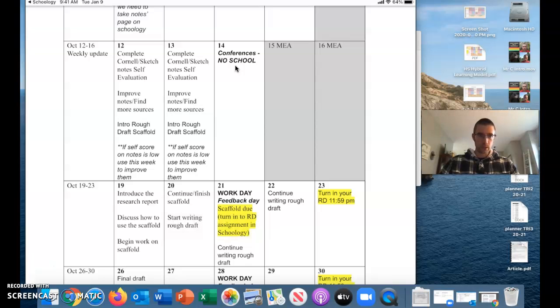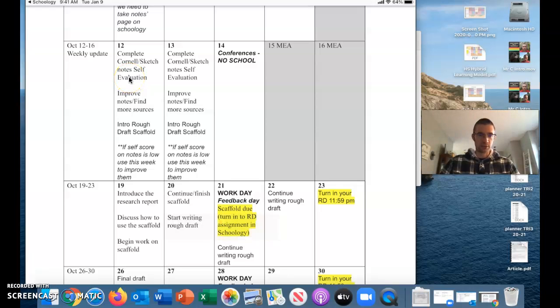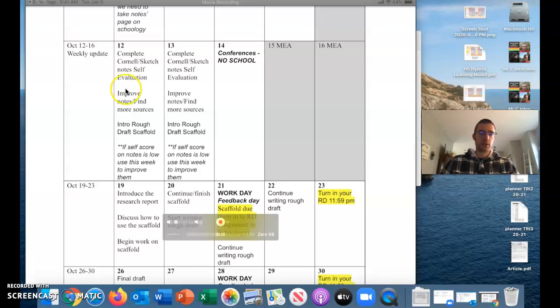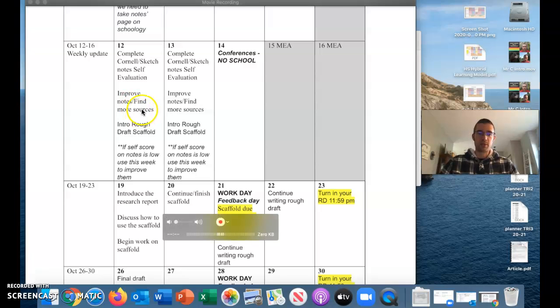Okay. So as far as what needs to get done or things to think about for the week, everyone, no matter when I see you, or if you're a cohort C person, needs to complete the self-evaluation in Schoology for your Cornell sketch notes. Extremely important because it's going to give you an idea of, are you ready to start writing your rough draft when we get back or not? Based on those self-evaluations, you're going to improve your notes over the week if you need to. If you need to find more sources because your sources weren't focused or they weren't reliable, whatever the case is, you have some time to do that.